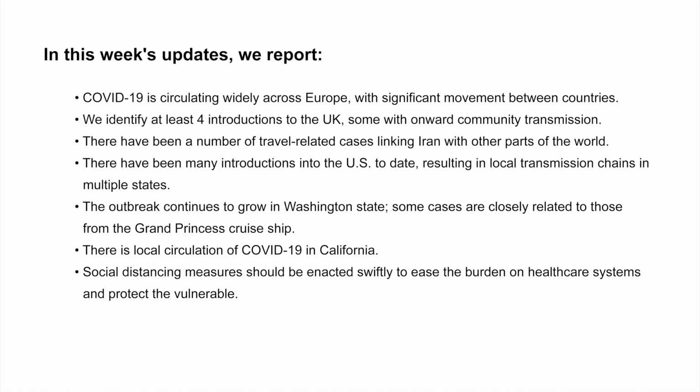There has been a number of travel-related cases linking Iran to other parts of the world. There have been many introductions into the US to date, resulting in local transmission chains in multiple states. The outbreak continues to grow in Washington state. Some cases are closely related to those from the Grand Princess cruise ship. There has also been local circulation of COVID-19 in California. Social distancing measures should be enacted swiftly to ease the burden on healthcare systems and protect the vulnerable.